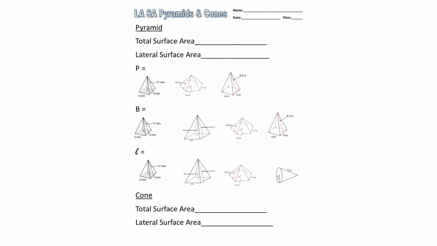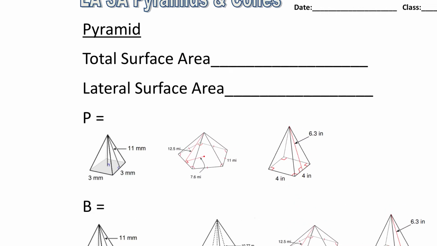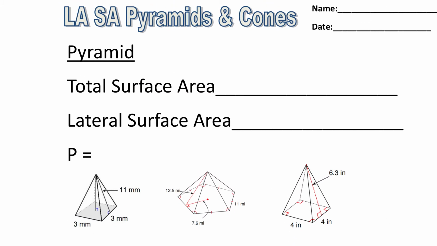All right, so today we're basically going to be practicing the same thing that we did yesterday. All right, so how do we find total surface area of a pyramid? I don't know. Well, what would you measure? The total surface area of a pyramid. P times L divided by 2 plus B. Okay, P times L divided by 2 plus B for the total. What's the lateral? P times L divided by 2.